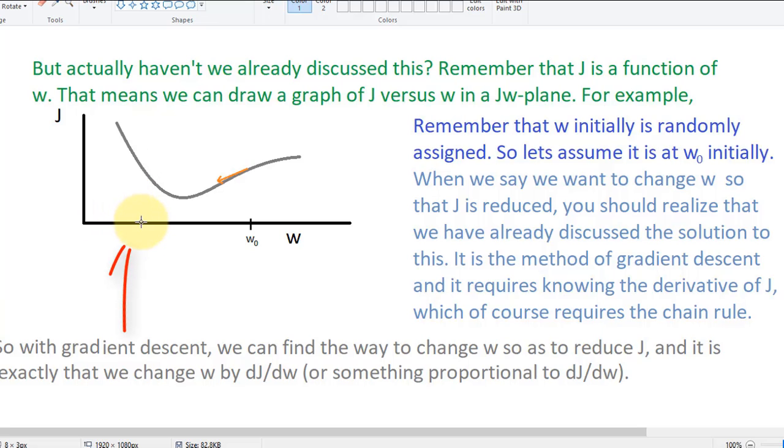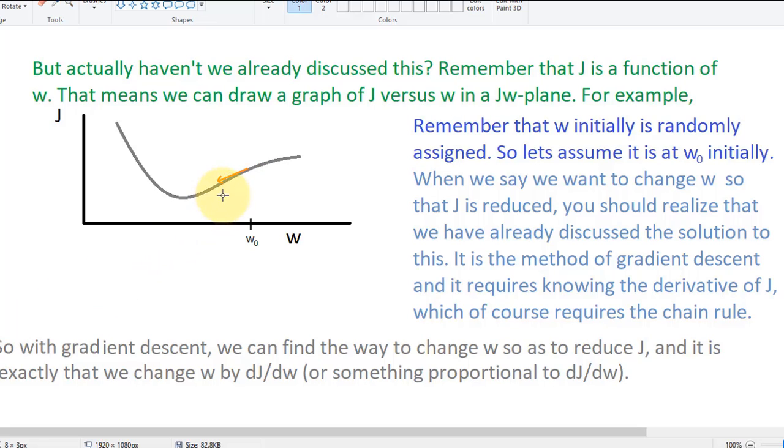Because of course here, if we're here, we want to move to the right to get to a lower error. But if we're here and we look at the slope, what is the slope? The slope is negative. So a negative slope is going to always mean that you want to move to the right, whereas a positive slope here, this is positive slope, will mean that you want to move to the left. So it's a little bit counterintuitive.